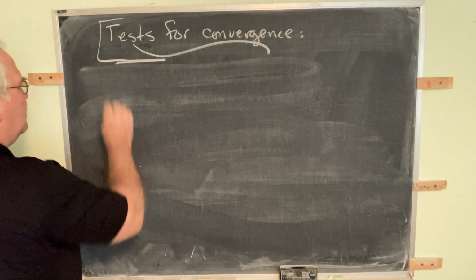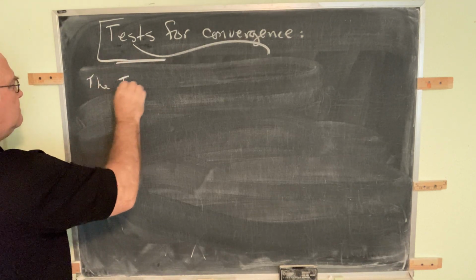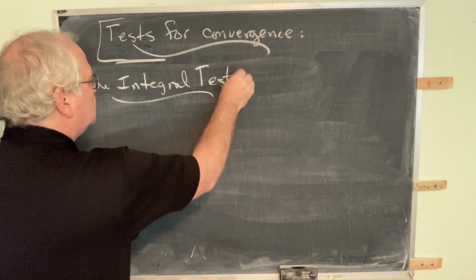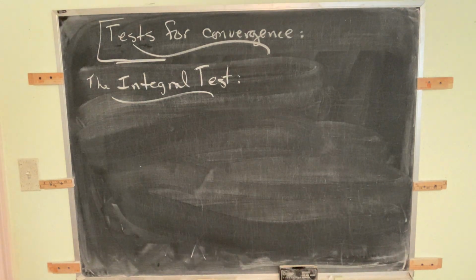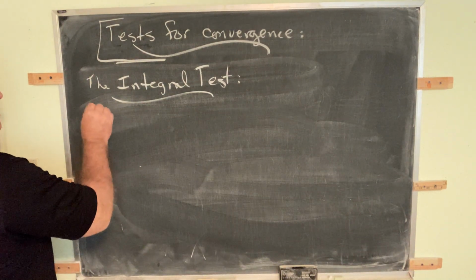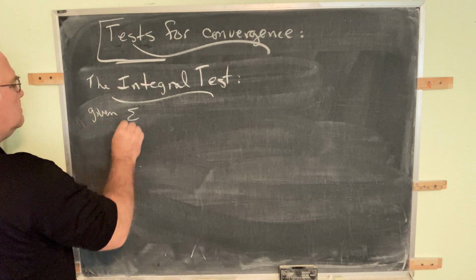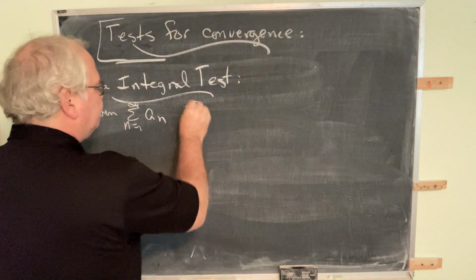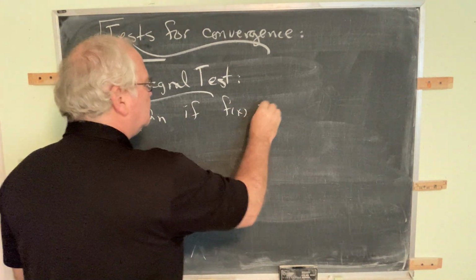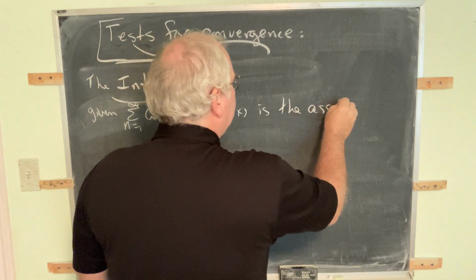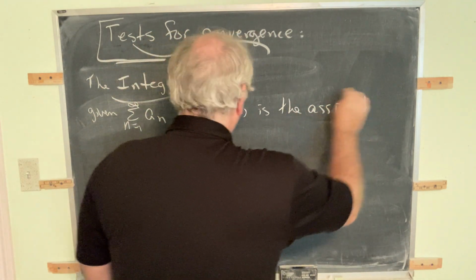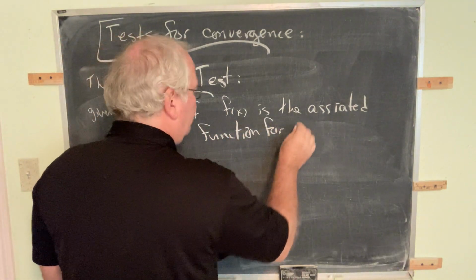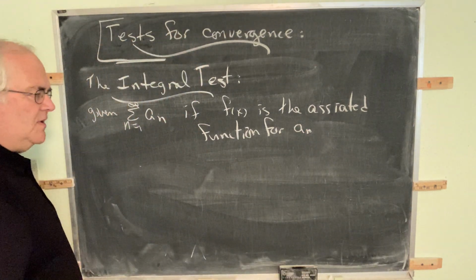So the first of our tests for convergence is called the integral test. The integral test says this. Given a series, if f of x is the associated function for a_n, the sequence a_n.